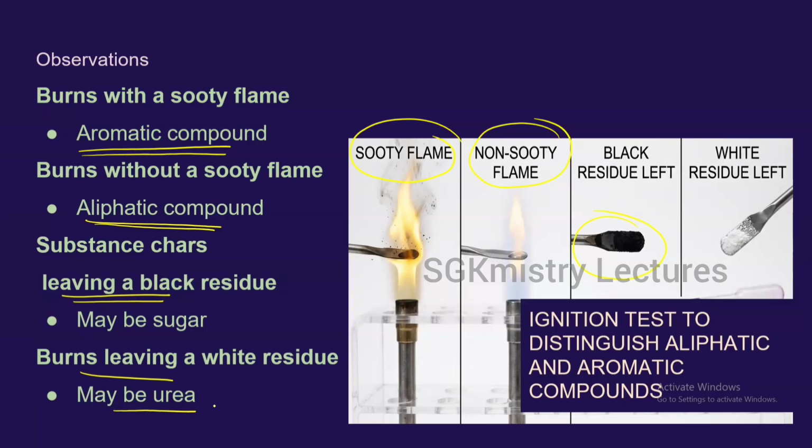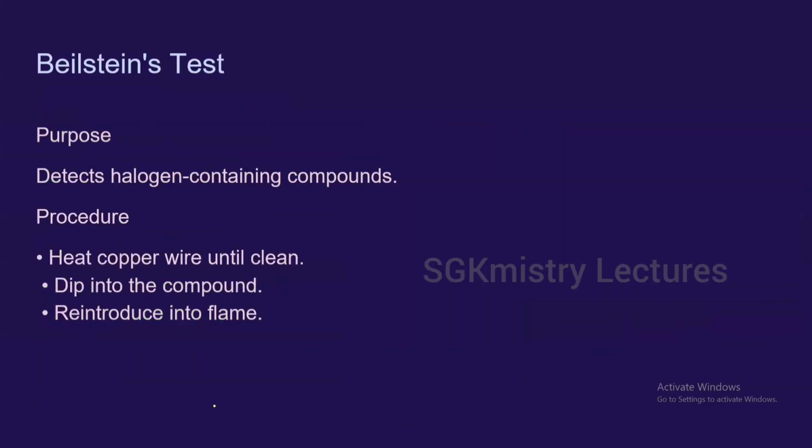So, especially using this ignition test, you can get a clear idea about the glucose or the urea that may be given to you, as well as you can differentiate the given compound as aromatic or aliphatic in nature. Next, talking about the Beilstein's test, which is also called the copper wire test. Mainly it helps us in detecting halogen-containing compounds.